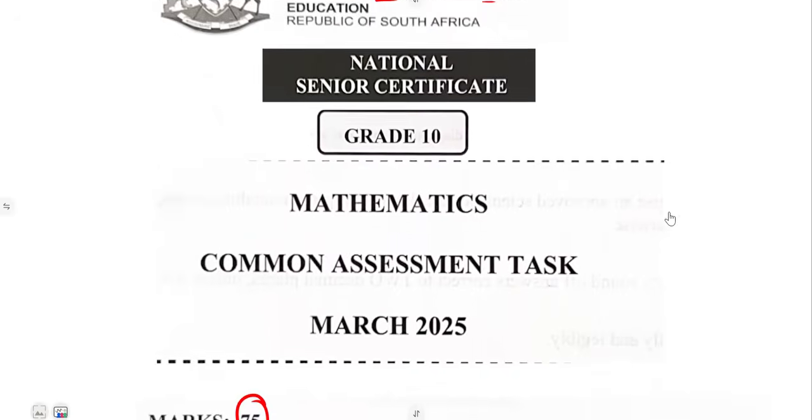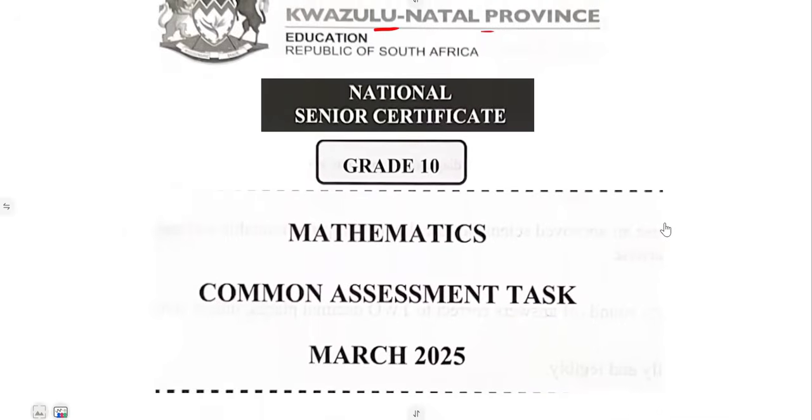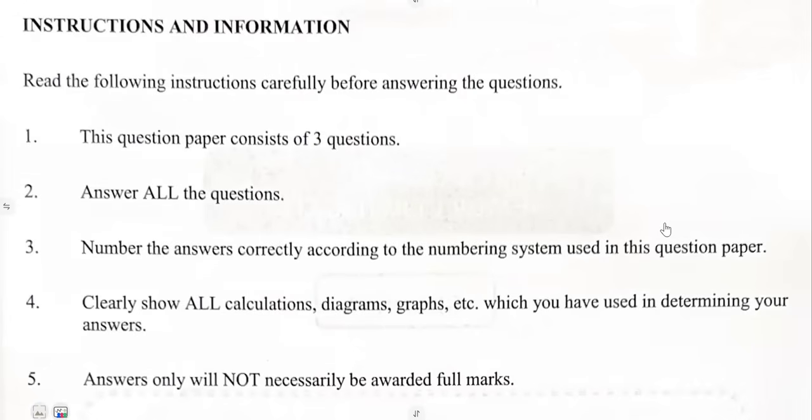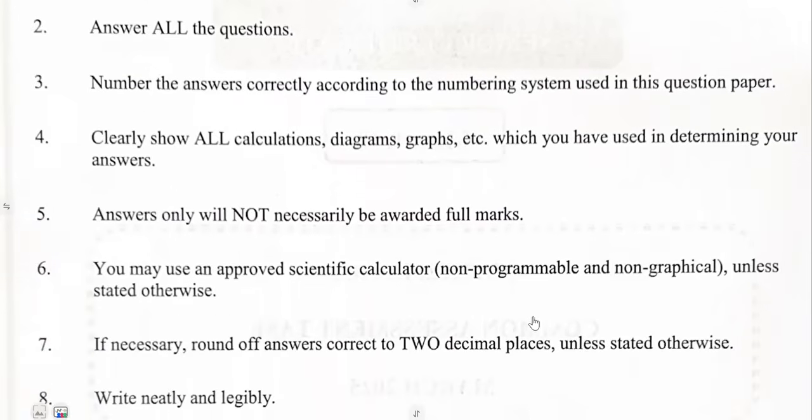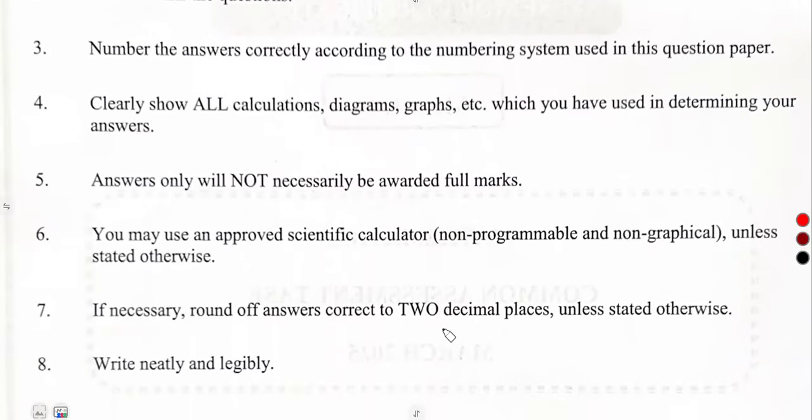All right. So I'm not going to waste your time, guys. Make sure that when you're answering question papers, go through the instructions that you are given, especially on rounding off your answers to 2 decimal places unless stated otherwise.